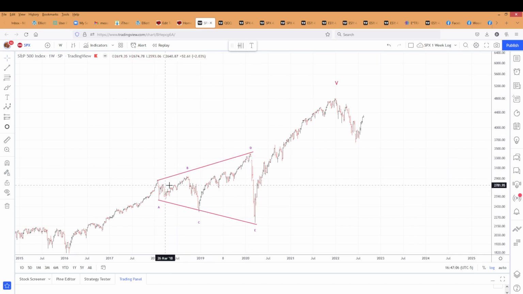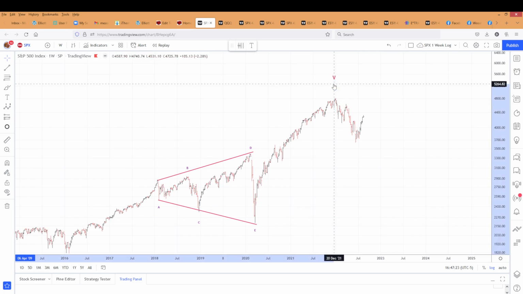So we call this triangle early from the January 2018 high. It's an expanding triangle with higher highs in B and D and lower lows in A, C, and E. Okay, so that has to be a 4. So this should be a 5. The question is, is it done or not? And then the question is, what is this correcting?